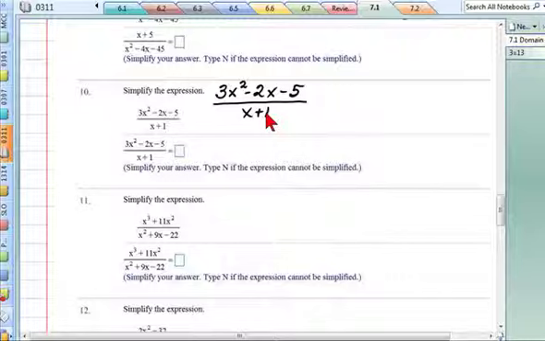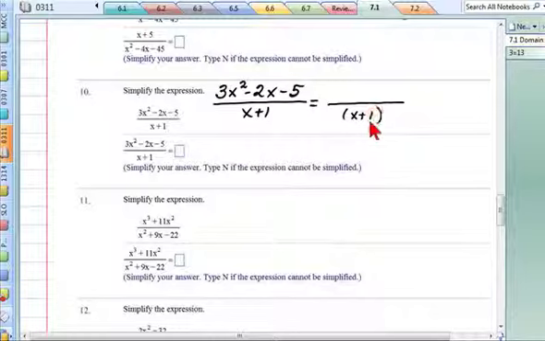Well, right away I noticed that I'm not going to be able to do anything with my denominator. Do y'all agree? Okay, so x plus 1 is going to stay there. The numerator has no common factor. It's a trinomial, so I'm going to go with trial and error. But let me show you something that's going to be helpful.